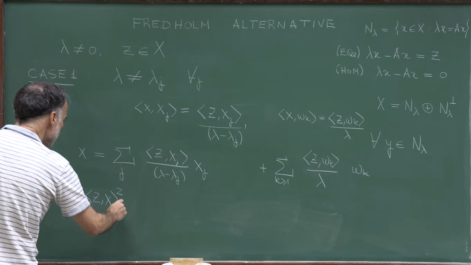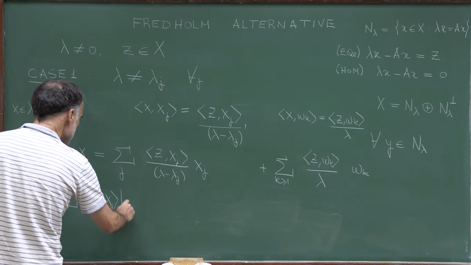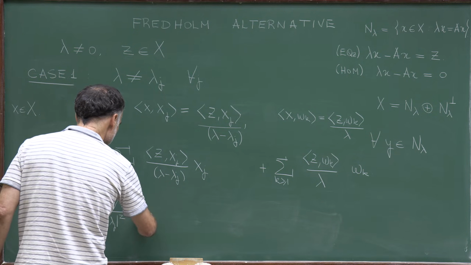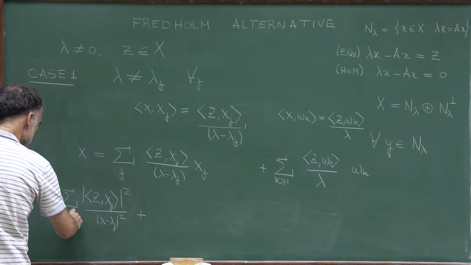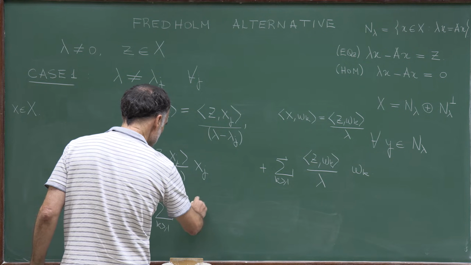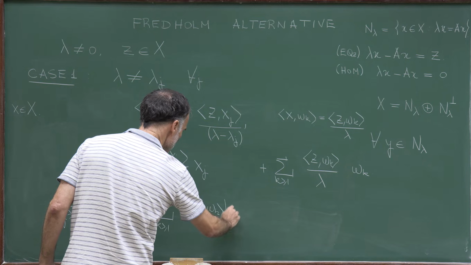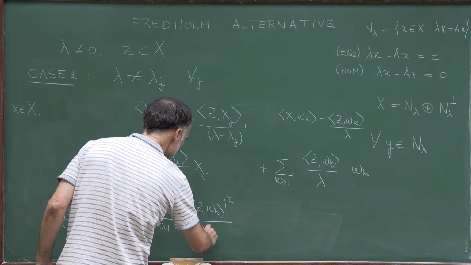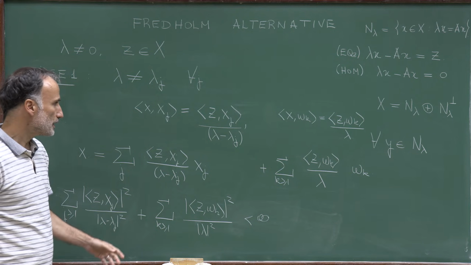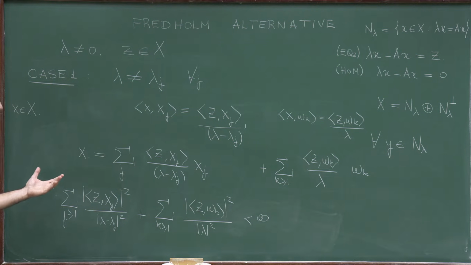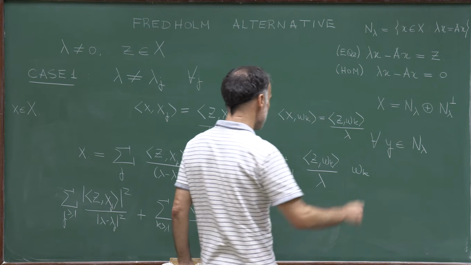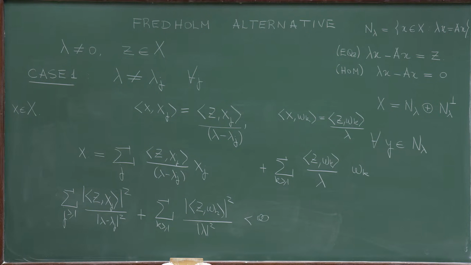What I need to guarantee for that to be an element of X is that the sum of |z, x_j|² divided by |λ − λ_j|², plus the second sum, is finite. If this is finite, then these sums define an element of X, and therefore there is a solution for the equation λx − Ax = z. So I have just to check that this is true.